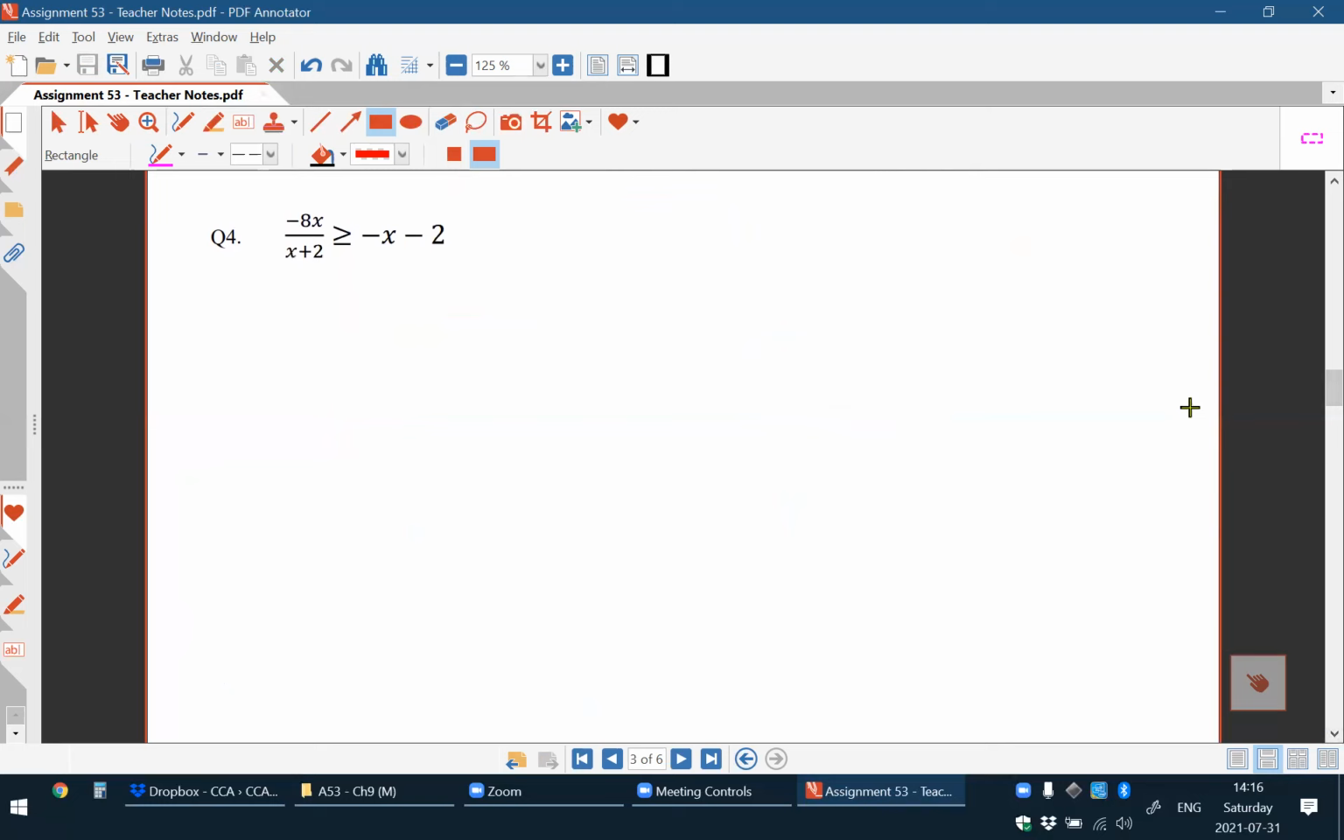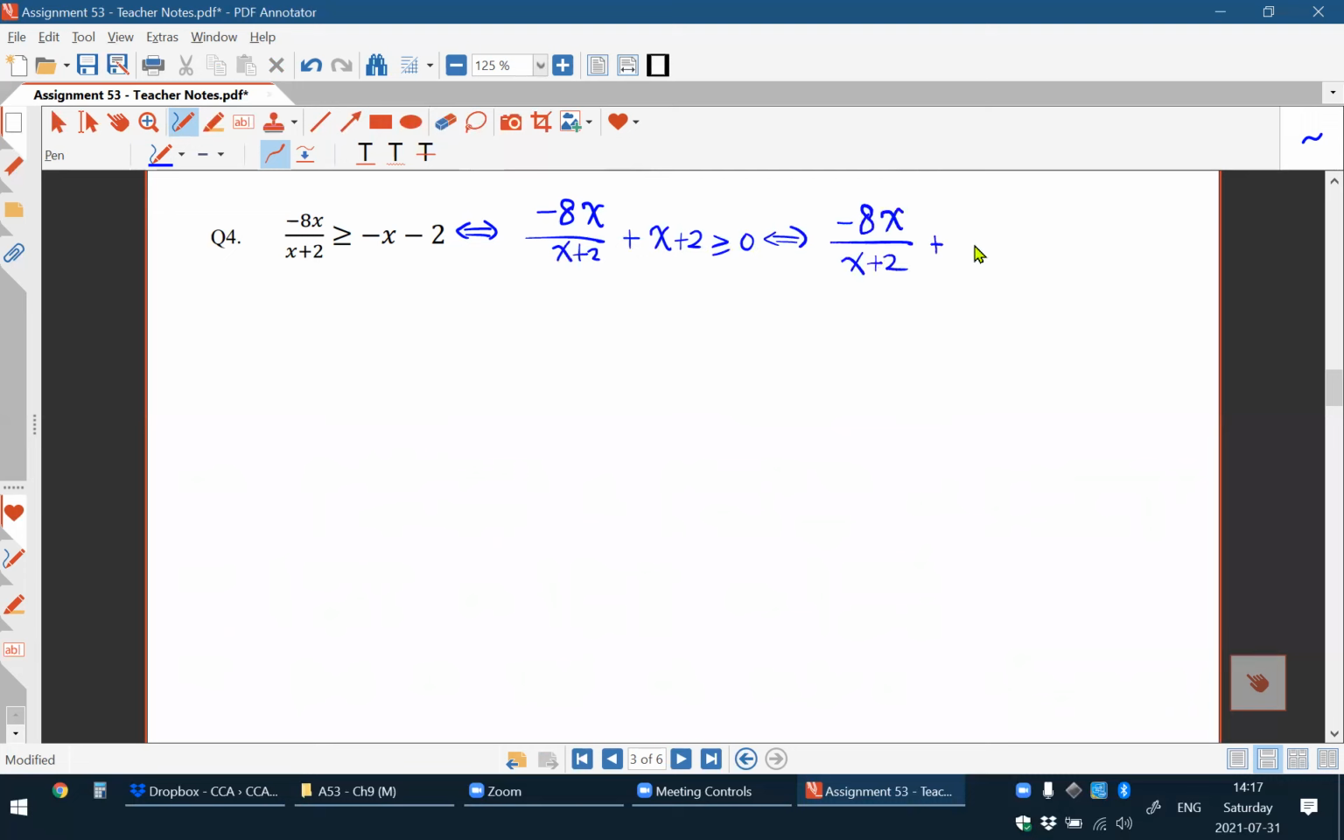Okay, question 4. Again, the method is to put everything to the left-hand side and rewrite the whole expression using a common denominator. A common denominator is x plus 2, greater than or equal to 0, right? So this is further equivalent to minus 8x plus x plus 2 squared over x plus 2, greater than or equal to 0.